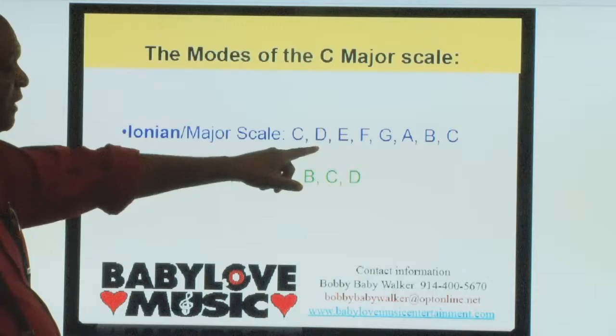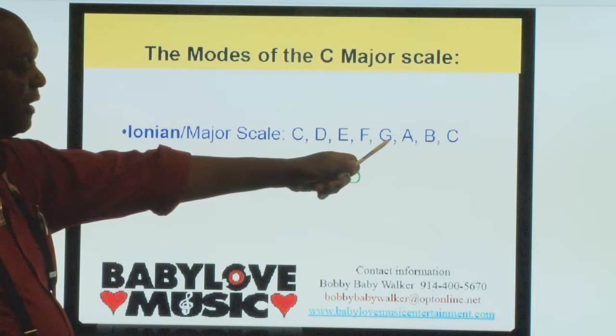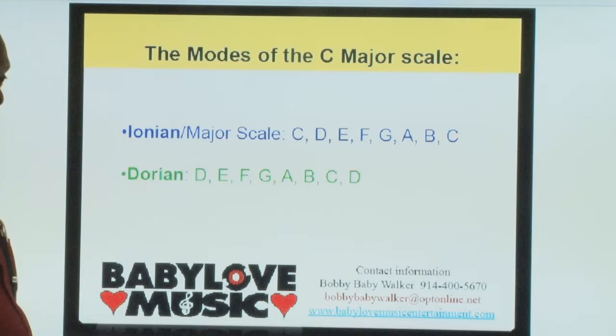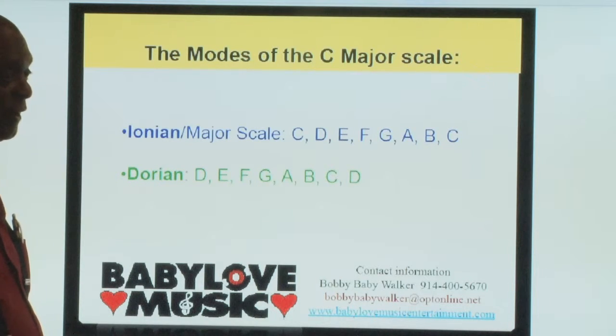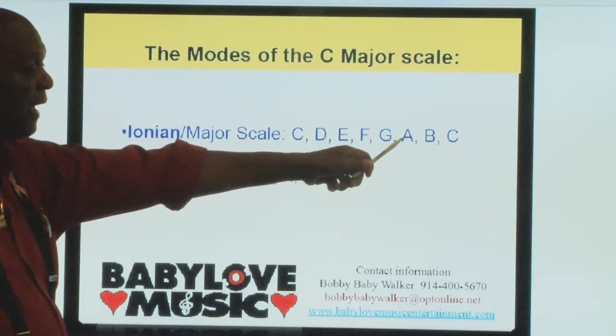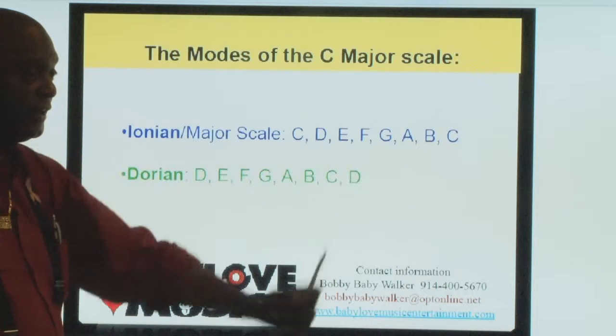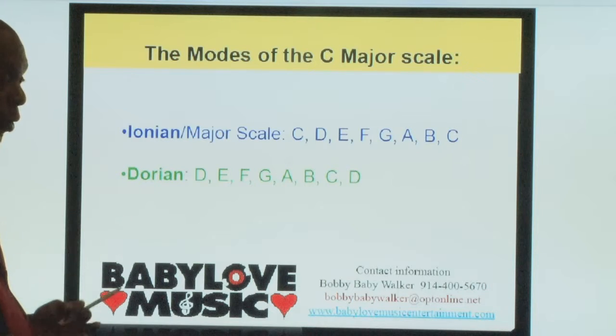So, if you were to take the key of C and go up C, D, E, F, G, A, B, C on your instruments. Okay? That is the C major scale. If we did say the D scale, which is the next one up from C, it will be D, E, F sharp, G, A, B, C sharp, and D. And it's still called the Aeolian scale or the Aeolian mode. So, the Aeolian mode is the major scale in any key, alright? It's still called the Aeolian mode.